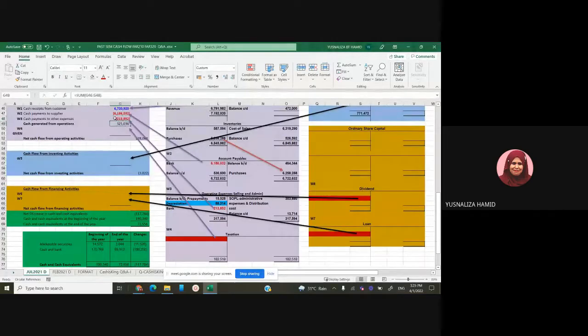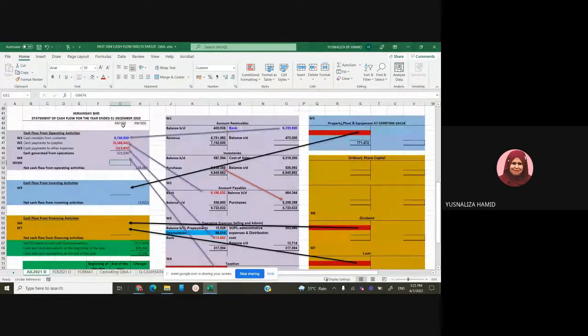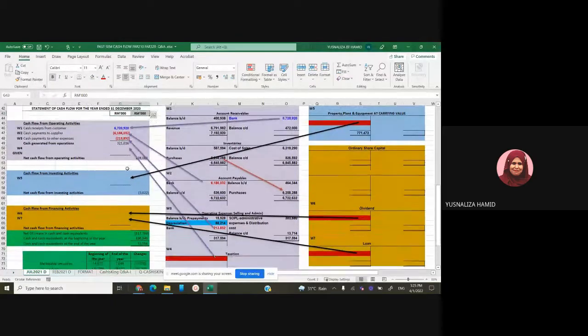And now you have the cash generated from the operation to be 321,036, and these are in million. Do not be careless by not putting the million sign here. Make sure you include that.